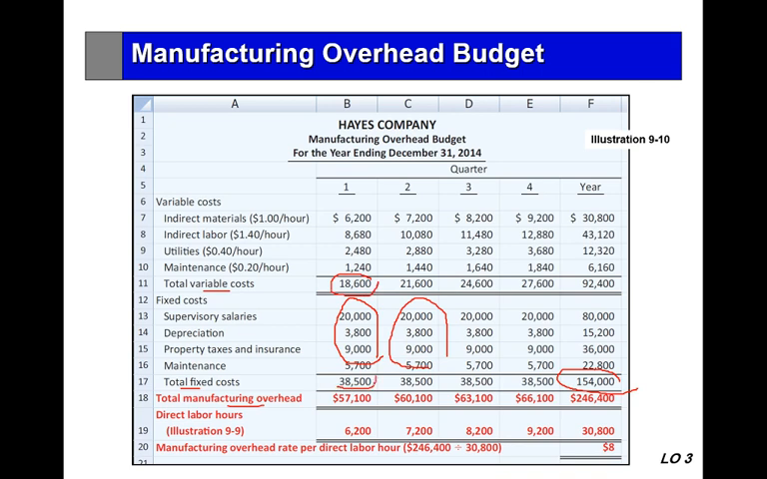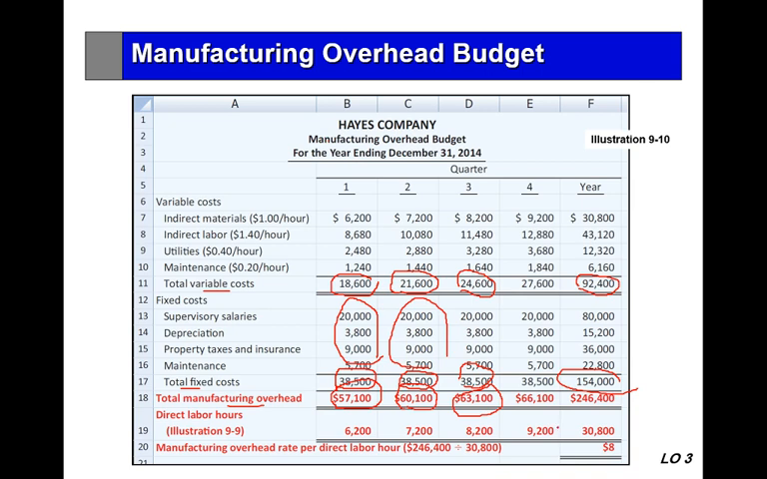Okay, the total manufacturing overhead, the total variable plus total fixed, will be 18,600 plus 38,500, which is $55,100 for the first quarter. For the second quarter, variable cost 21,600 plus 38,500, we have 60,100. The total of 24,600 plus 38,500, we have 63,100, and so on. The total for the year is 92,400 plus 154,000 for the fixed cost, which gives $246,400. Okay, this is the format of the manufacturing overhead budget.